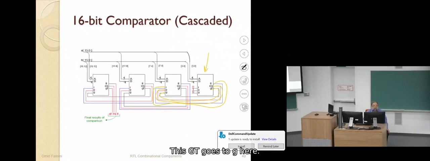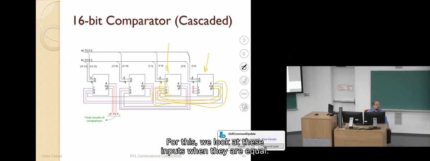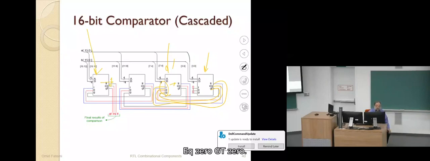And for this, we look at these inputs when they are equal. If for this LT is 1, that's it. Then LT is 1. We don't need to look at the previous one. LT is 1, EQ is 0, GT is 0, we don't need to look at this. But if LT is not 1, GT is not 1, only equal is 1, then we have to look at the previous one.